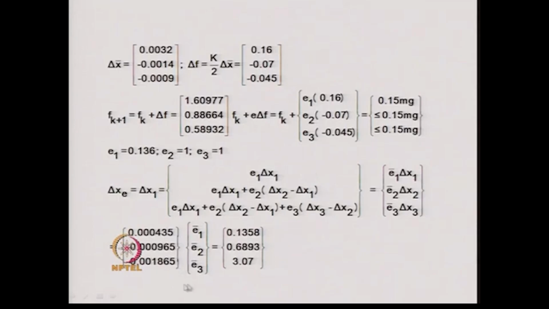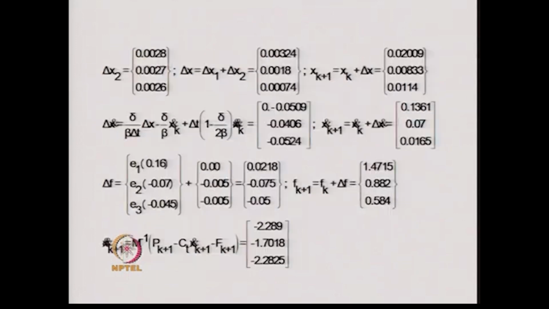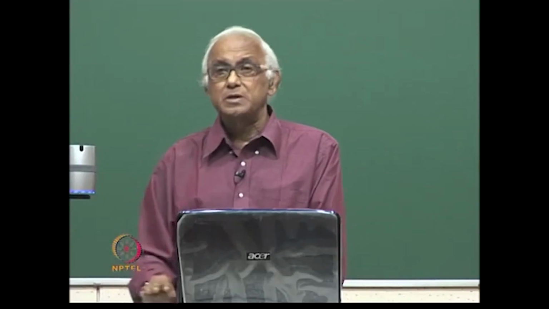So, this entire vector can be calculated and that is equal to this vector, and once you know this vector, from there one can find out the values of E bar 1, E bar 2 and E bar 3. So, these are the values of the scaling factors, and with the help of these scaling factors we get the value of the delta x1 or the scaled displacement.